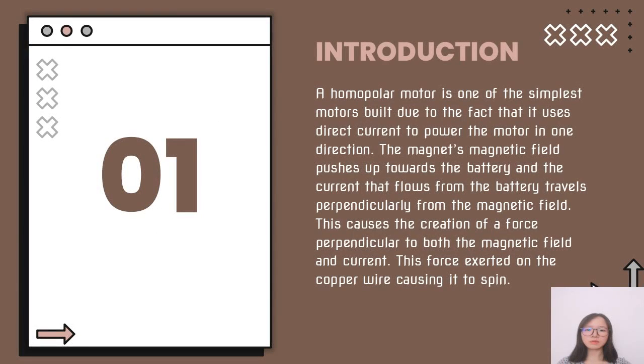Introduction. A homopolar motor is one of the simplest motors built due to the fact that it uses direct current to power the motor in one direction. The magnetic field pushes upward from the battery and the current that flows from the battery travels perpendicularly to the magnetic field. This causes the creation of a force perpendicular to both the magnetic field and current. This force is exerted on the copper wire, causing it to spin.